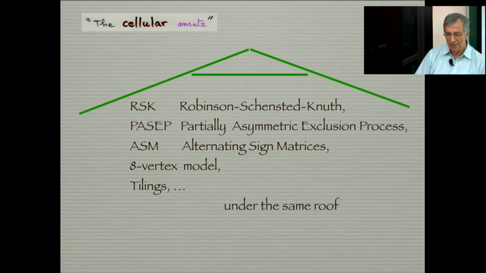And then we will see, under the same roof, alternating sign matrices, the 8-vertex model, tilings. Many things can be put under the same framework. So I call this roof the cellular ansatz, and I will explain to you what is the philosophy of this term.